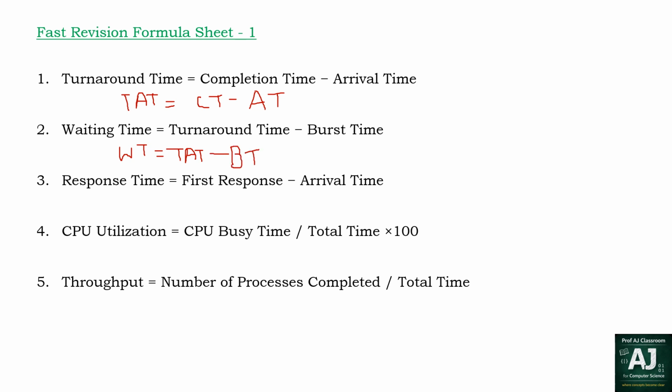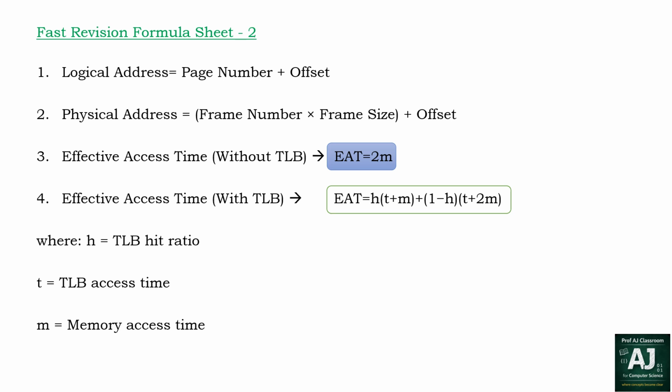Next, to find out response time, we need to subtract arrival time from first response. To find out CPU utilization, we need to divide CPU busy time by total time and then multiply by 100. Next, throughput is equal to number of processes completed divided by total time. Next, formula sheet 2.